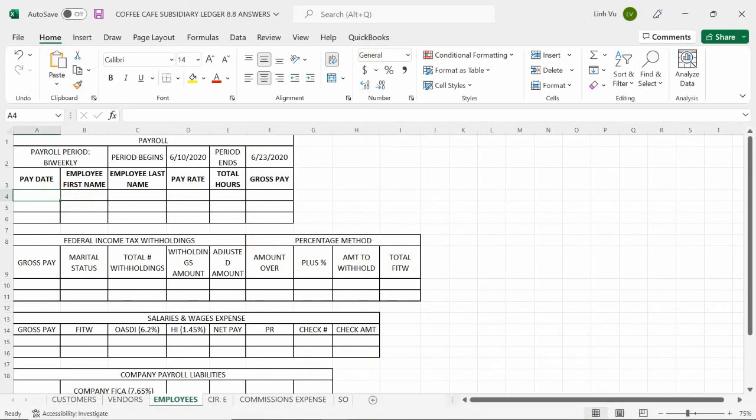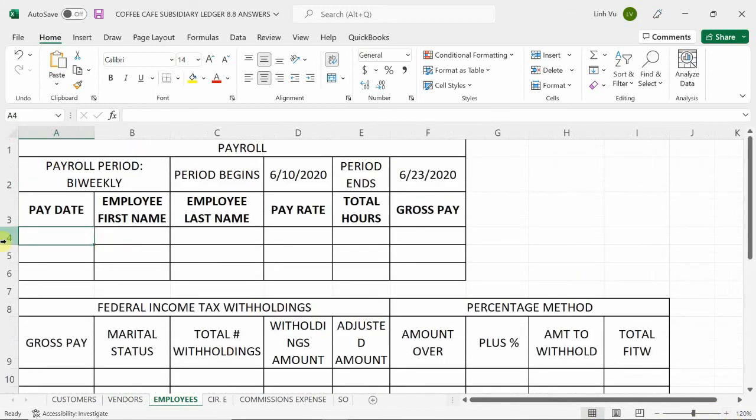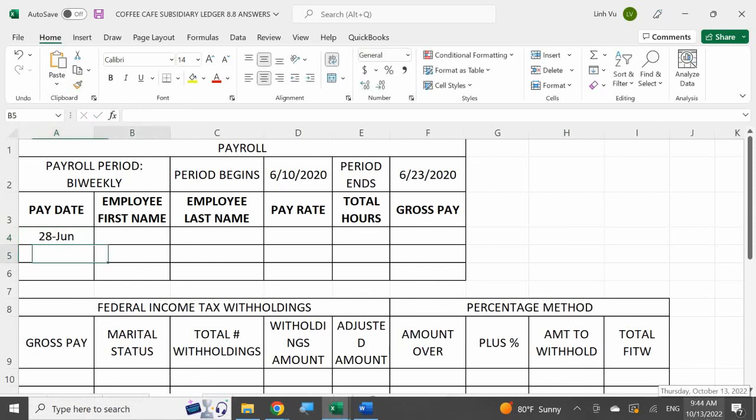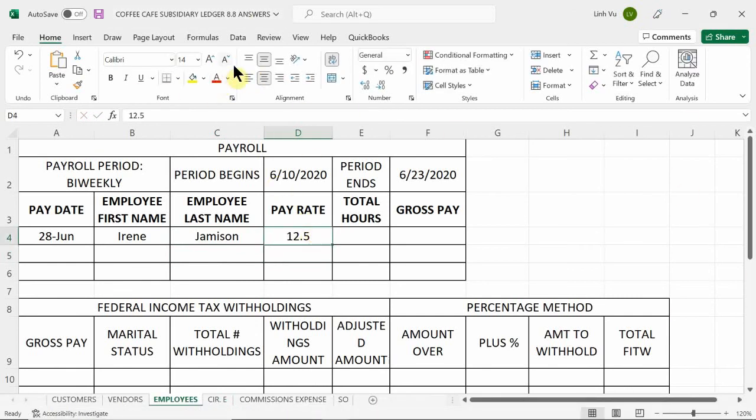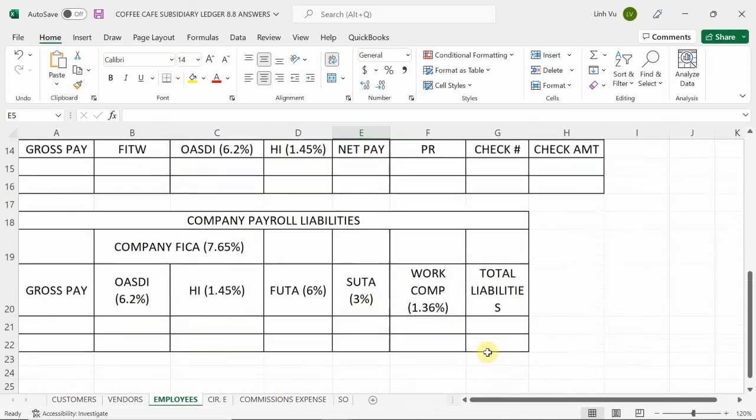Okay, let me make this a little bigger. Okay. So here you go. Her pay date is going to be on the 28th, okay, on Friday. And then what is her employee first name? Her name is Irene. Okay. Last name Jameson. Pay rate $12.50, right? All right. Now in this case, we're not going to process payroll today, right? Because it's not until the 28th. So in this case, we will fill out the rest of this later on.